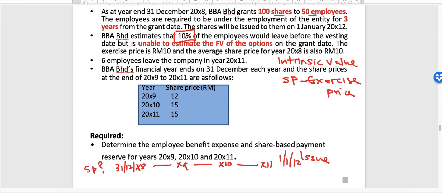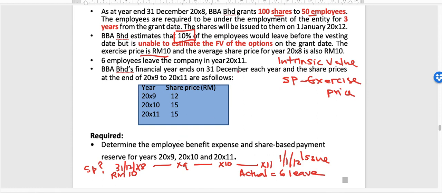Alright. So now you estimate that 10% will leave the company. Okay, and then the exercise price is 10 ringgit and the average share price in year 10 is RM10. So here is RM10, the average price, and then 6 employees leave the company in year 11. Year 11, so this is the actual number of employees who left, 6 left.